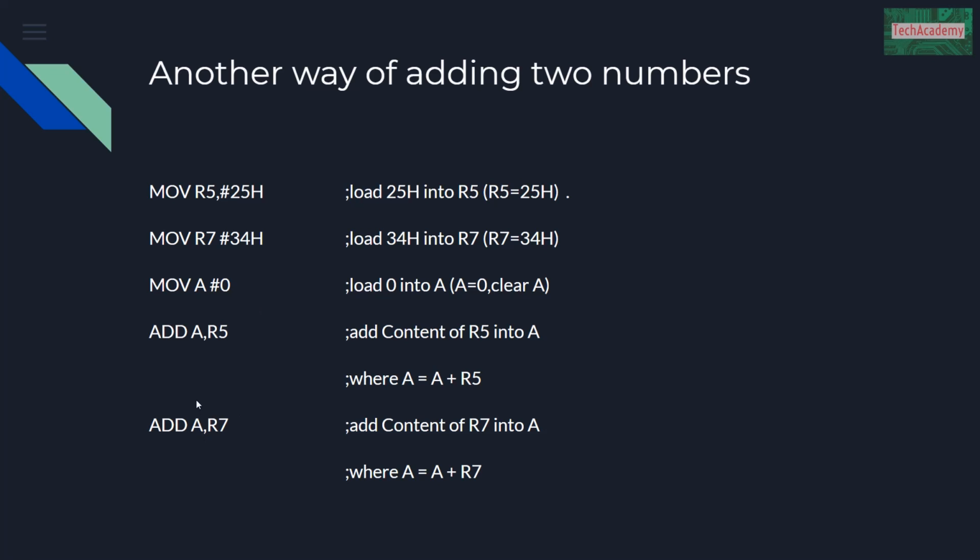Okay, so this is another way. Here we are using this ADD instruction twice to add these two numbers, and initially we have taken these two numbers in R5 and R7. So this is again another way of adding two numbers by using the ADD instruction. Hope this is clear to all.